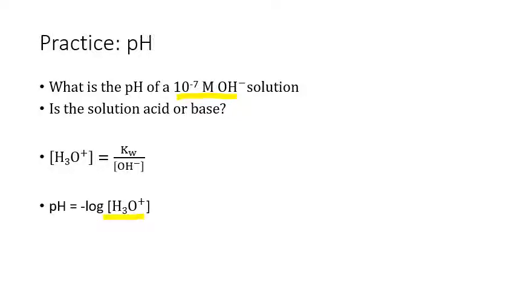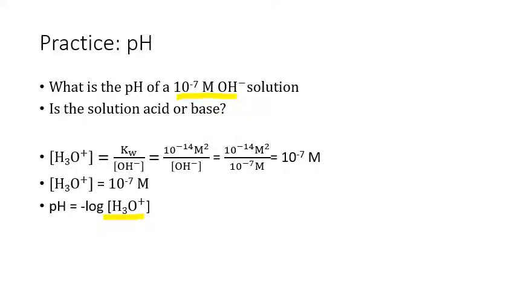We know that the amount of H3O is equal to the Kw, or 10 to the minus 14th, divided by our OH concentration, in this case 10 to the minus 7. So we can put those in, 10 to the minus 14th divided by 10 to the negative 7. And that gives us an H3O concentration of 10 to the minus 7 moles per liter.